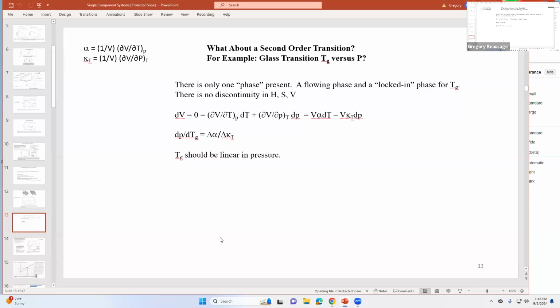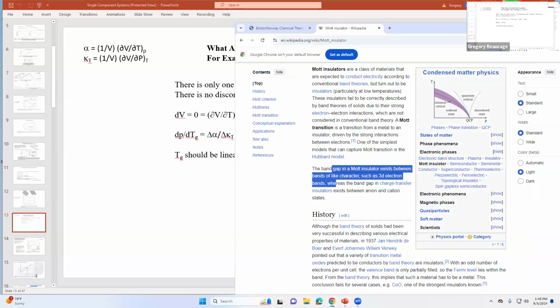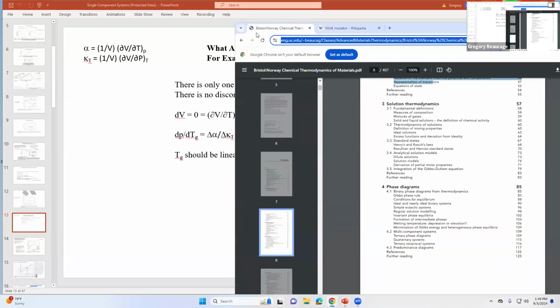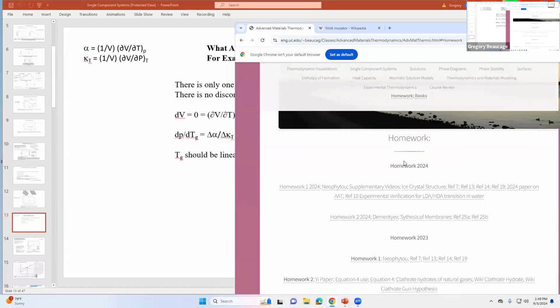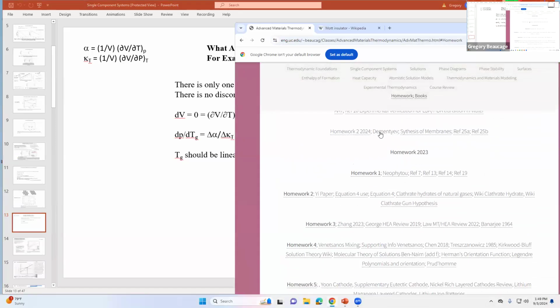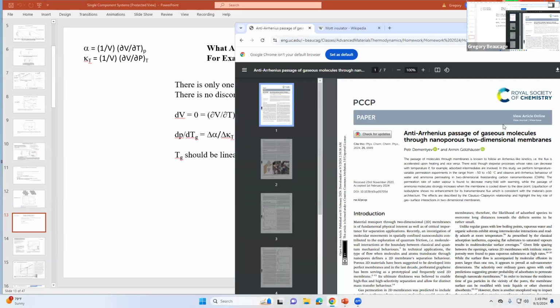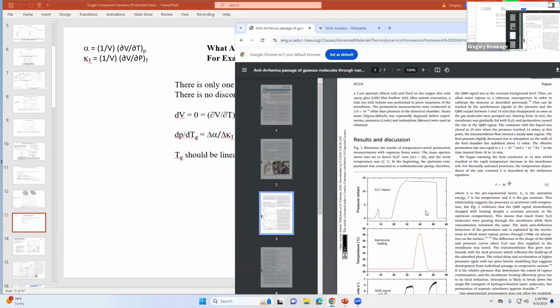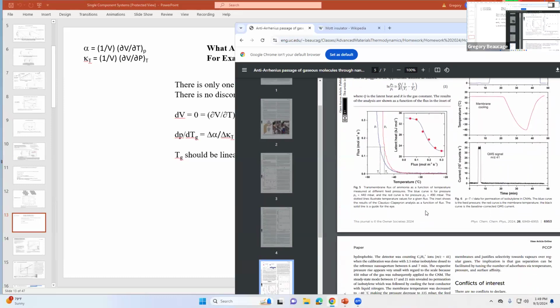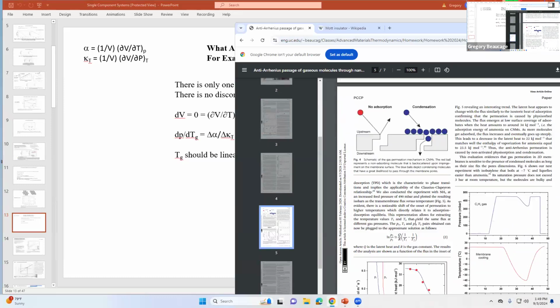Is the paper online on that website? Yeah, it's in the same place. It's in the homework. Homework 2 is this paper, the anti-Arrhenius passage of gas. He's got the Arrhenius equation in there too. It's a short paper, and kind of simple. That's his model.